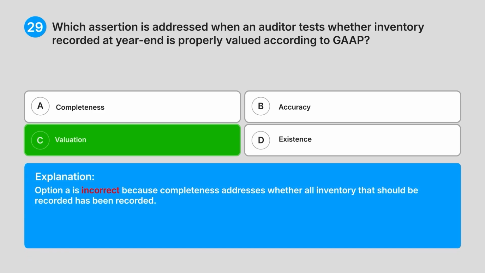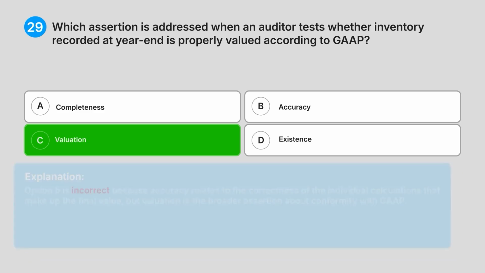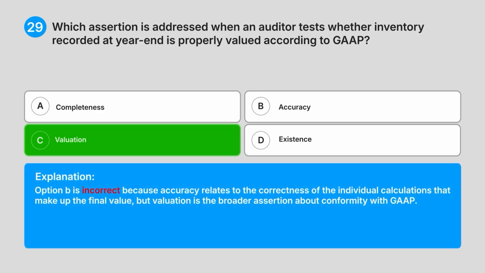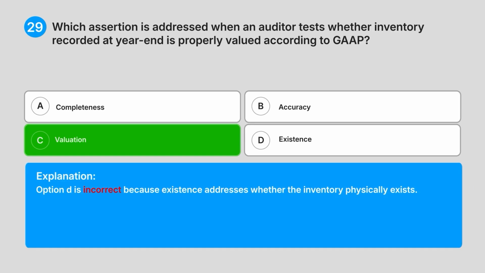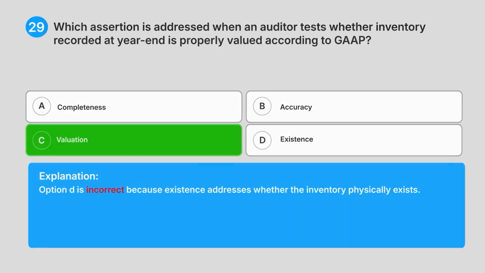Option A is incorrect because completeness addresses whether all inventory that should be recorded has been recorded. Option B is incorrect because accuracy relates to the correctness of the individual calculations that make up the final value. But valuation is the broader assertion about conformity with GAAP. Option D is incorrect because existence addresses whether the inventory physically exists.